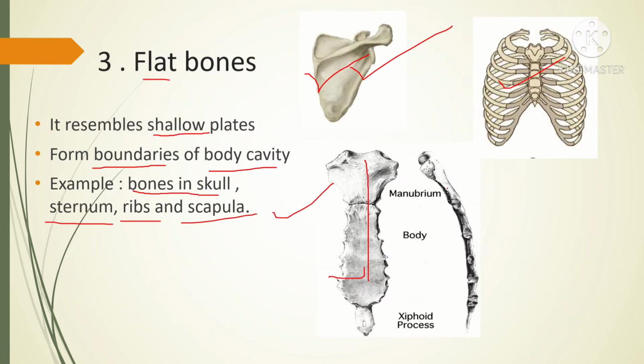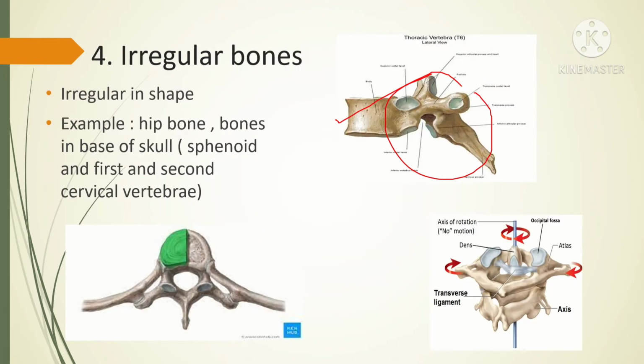As we saw in the flat bone, there is a flat structure running through it. But here you can see there are irregular components present over here. As also you can see, the irregular components are present. Here also irregular components. Therefore, these bones are called irregular bones.